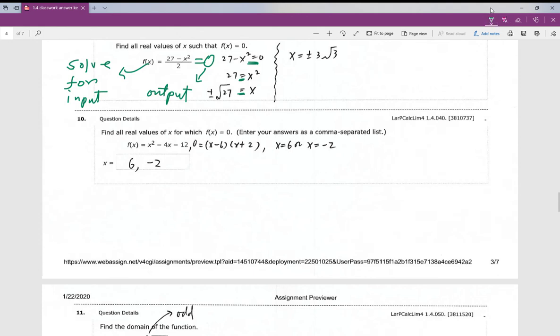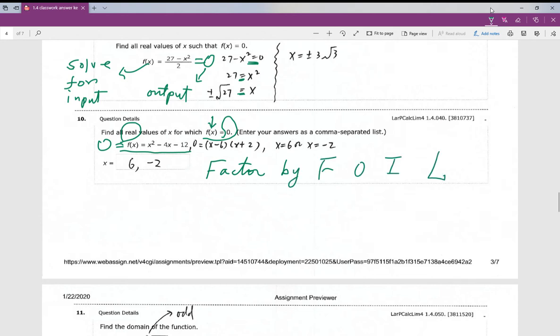Number 10. Same thing, find all the real values. So if you find something imaginary number, we don't care. We want to find the real input. And the same thing, the output is zero. And what's the input? So we make the function equal to zero. Before we make it equal to zero, we can factor by FOIL. If you don't remember how to factor by FOIL, we can discuss in class time, and then I can teach you individually online. Okay?